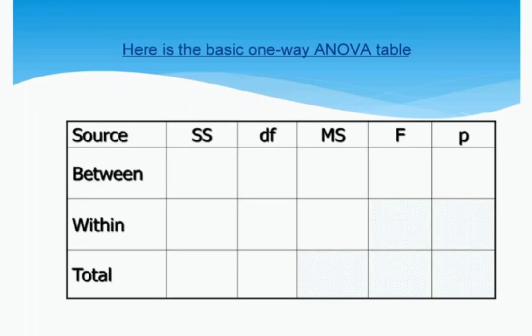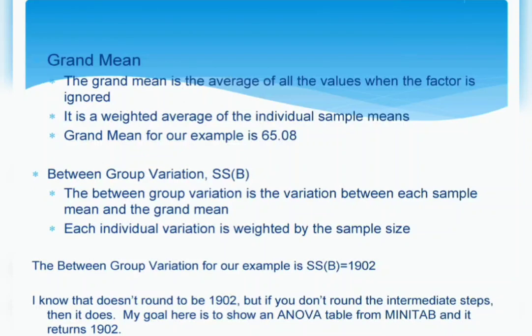This is the basic one-way ANOVA table. And the next one is grand mean. The grand mean is the average of all the values when the factor is ignored. It is a weighted average of the individual sample means. The grand mean, for example, is 65.08.